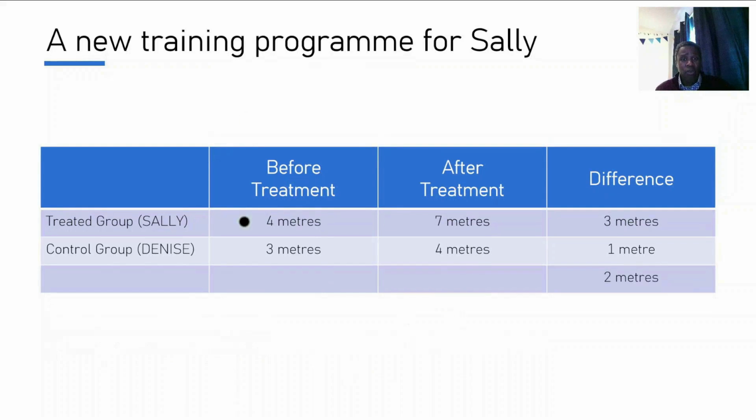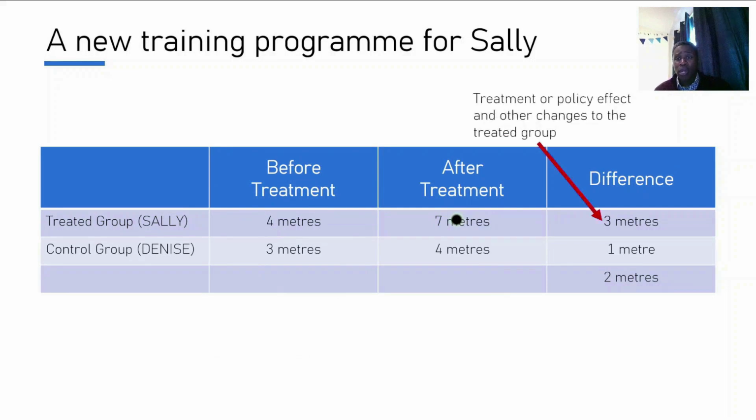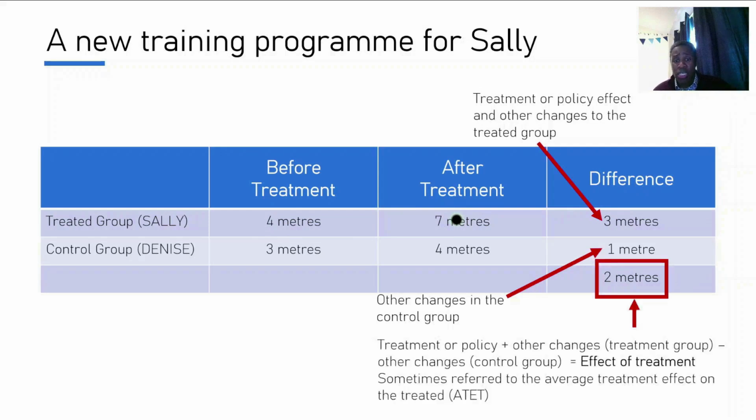However, if we look at another example, from the same two people, Sally has jumped 4 meters before the treatment, but after the treatment, her jumping has gone up to 7. Now, if she was jumping 7 meters, she would definitely be an Olympic athlete. Whereas Denise has jumped 3 meters before, and 4 meters after. Now, Sally's jumping the extra 3 meters is the treatment or the policy effect and the other changes we talked about earlier, so the new fiber diet or whatever it might be. Whereas Denise has jumped an extra meter, and that again could be due to her rest during that time period. The extra 2 meters is the actual impact of the training itself.